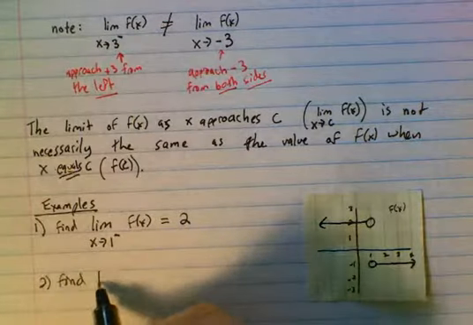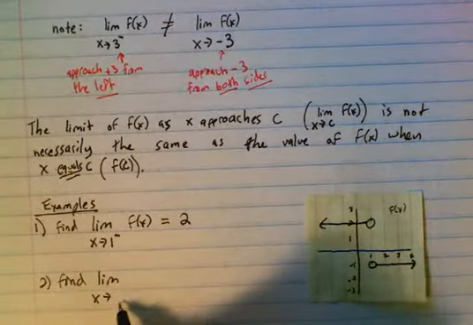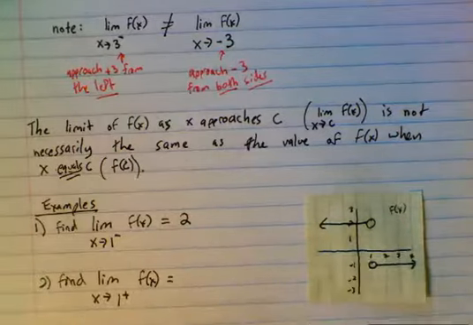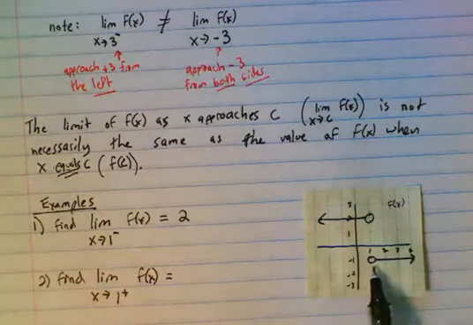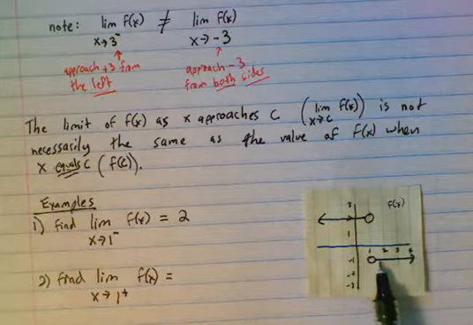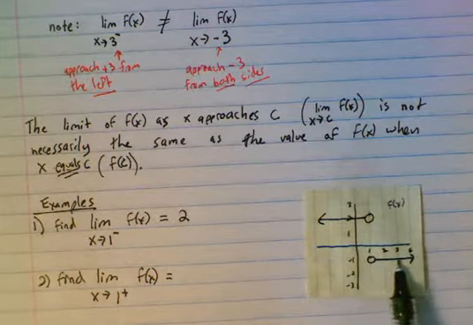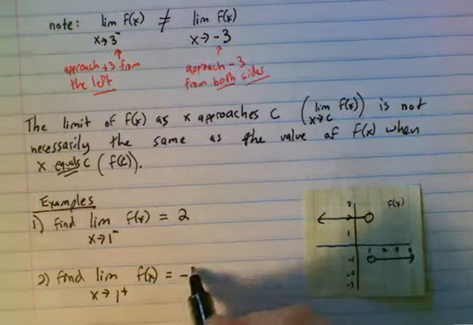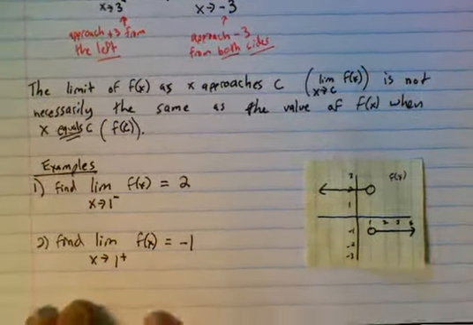If we want to find the limit as x approaches 1 from the right, what we're doing is we're starting a little bit to the right of 1. We're saying, what does the y value want to be when x is 1? Well, it's been negative 1, negative 1, negative 1. It still wants to be negative 1. So that's our limit.